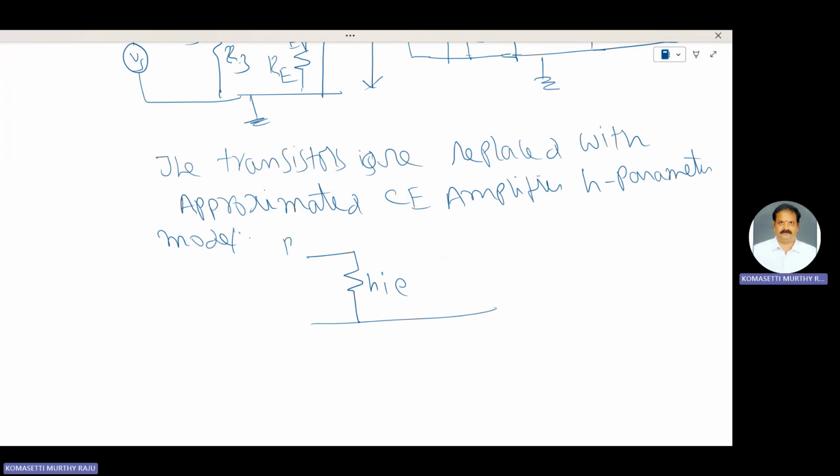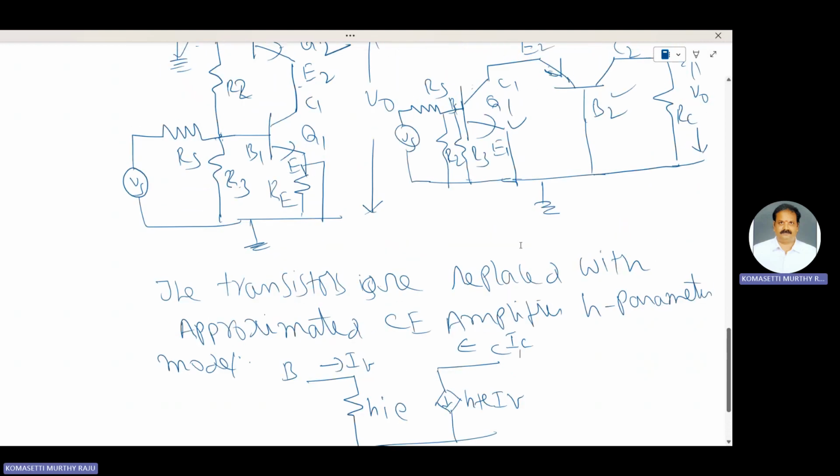HIE. This one is base. This one is emitter. Base current is IB. This one is HFE IB, the collector current. The collector current is IC. This is the approximated CE amplifier H parameter model. These two transistors, Q1 and Q2, are replaced with this model.